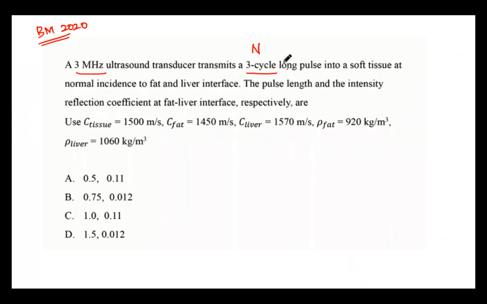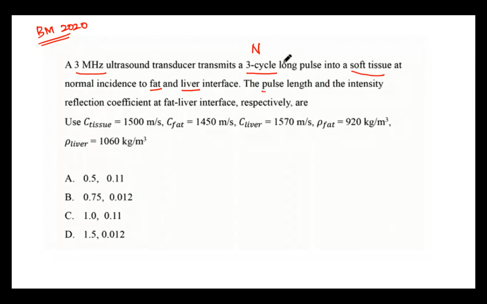For a certain duration they give a 3 cycle pulse into a soft tissue at normal incidence. Which tissues? Fat and liver. They transmit a long pulse of 3 cycles at 3 megahertz from a transducer into fat and liver. That is all. This is the information you have to infer.